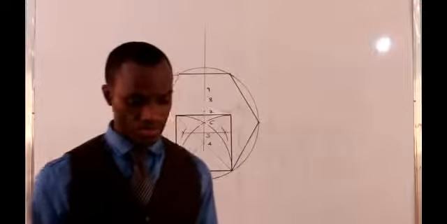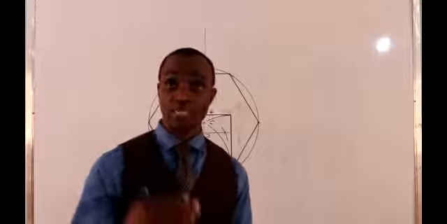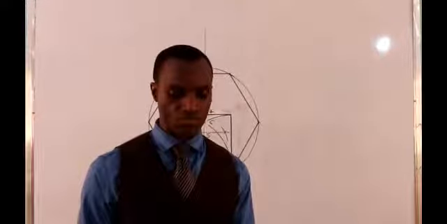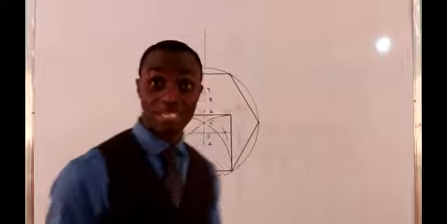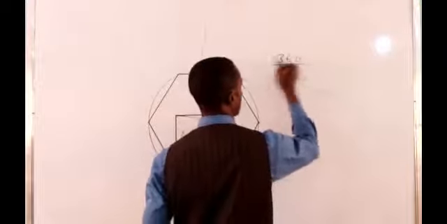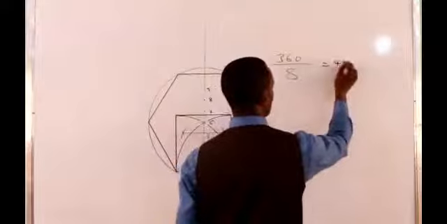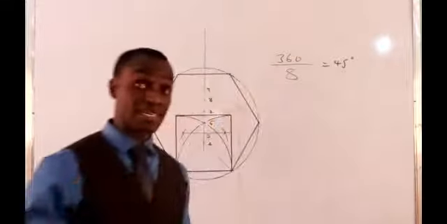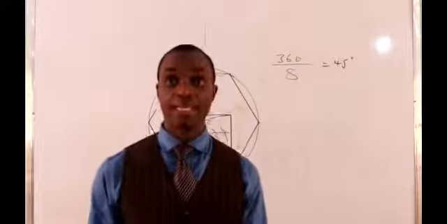Then question number 5, attached to this one at the same time, is this: the value of the exterior angle of an octagon. An octagon has 8 sides. 360 divided by 8, what we're going to get is simply 45 degrees. The exterior angle of an octagon is simply 45 degrees, A is the correct answer.